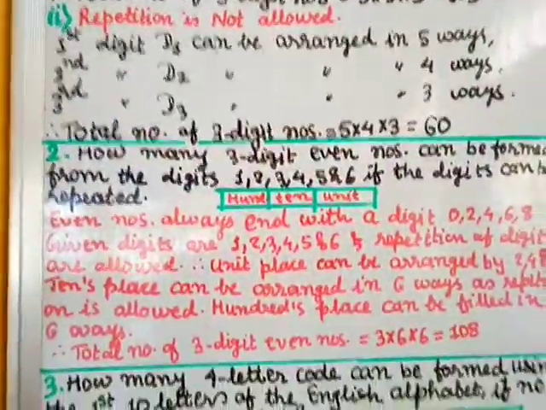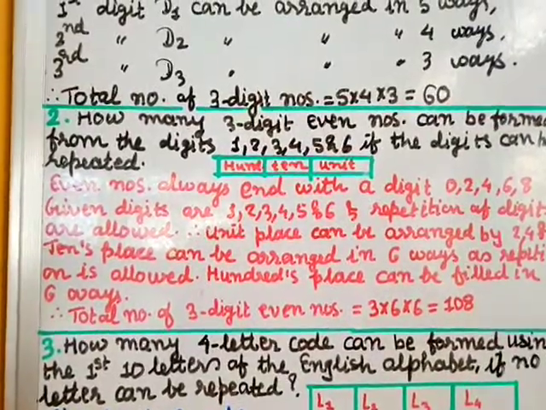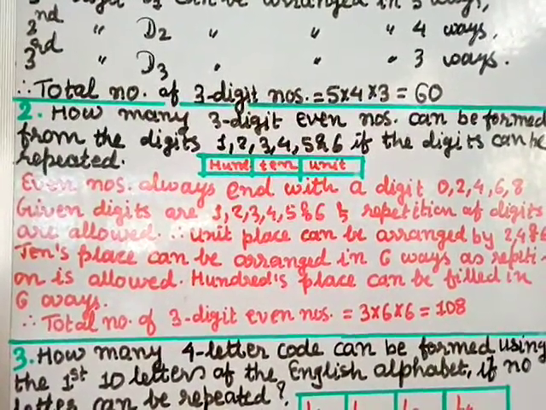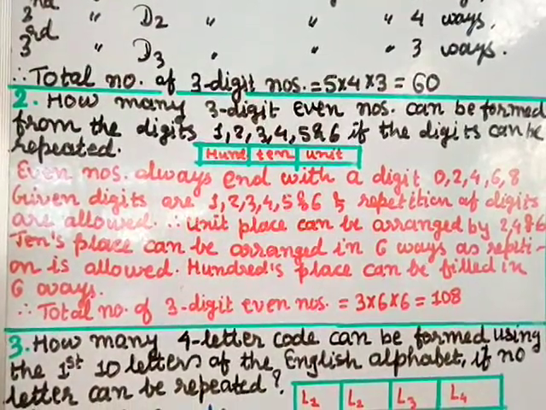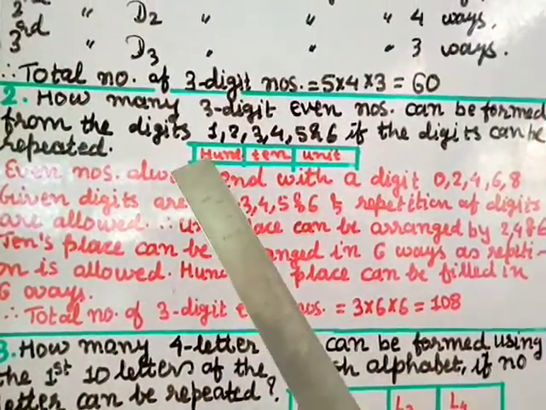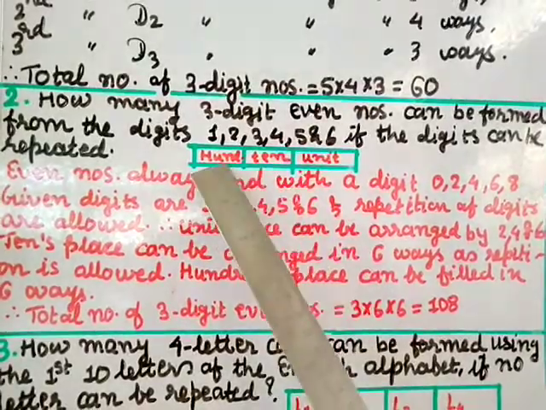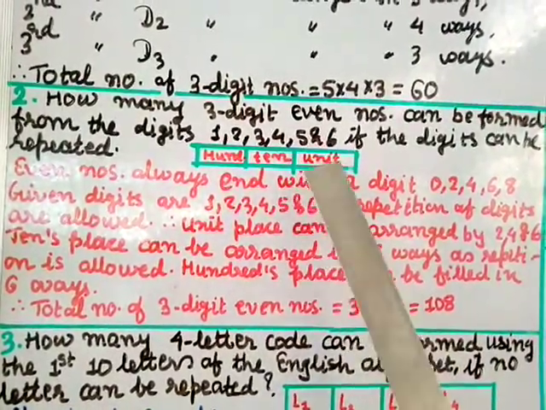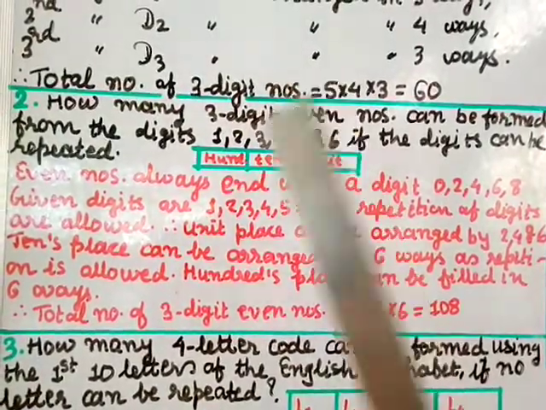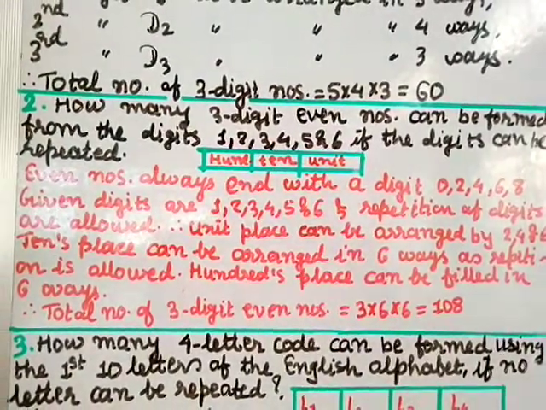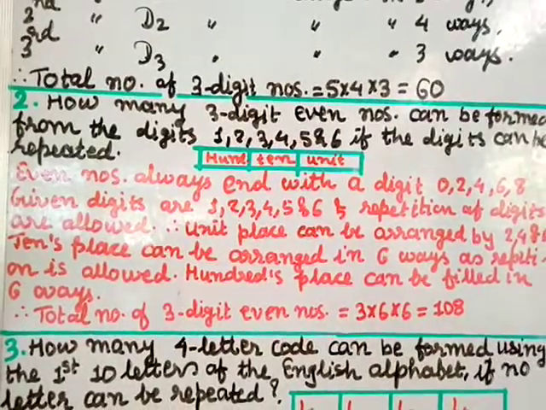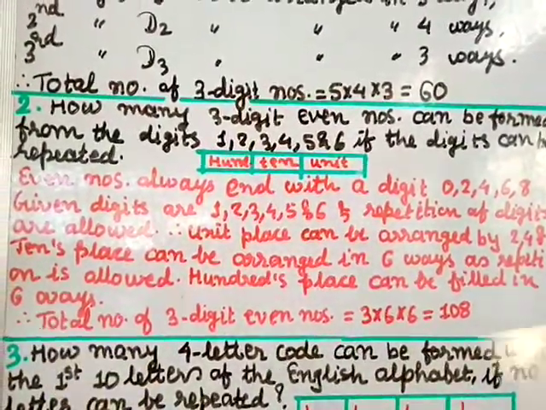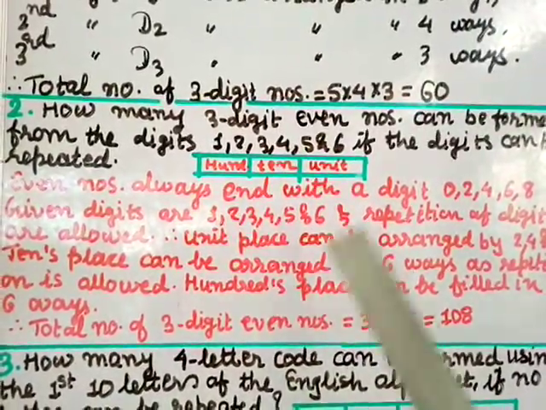Question number 2. How many 3 digit even numbers can be formed from the digits 1, 2, 3, 4, 5 and 6 if the digits can be repeated? So we have got units place, tens place, hundreds place. You can call it D1, D2, D3. Why have I taken units place first? Because for an even number the units place is fixed. It will be either 0, 2, 4, 6, 8. From here it will be either 2, 4 or 6. So 3 digits can fill up the units place.